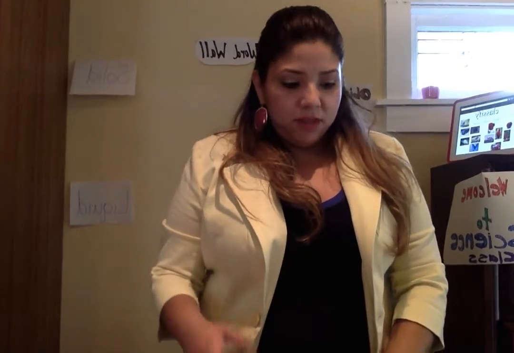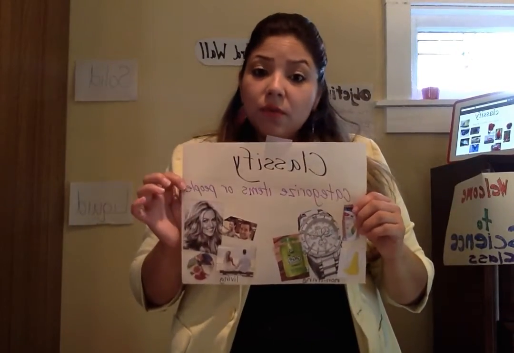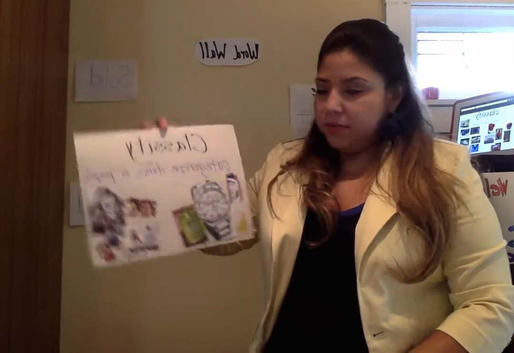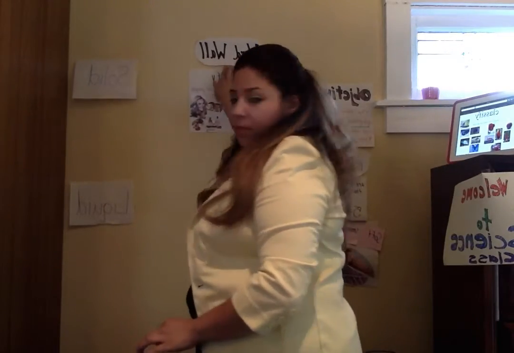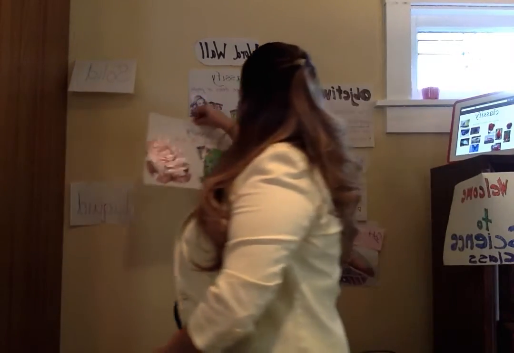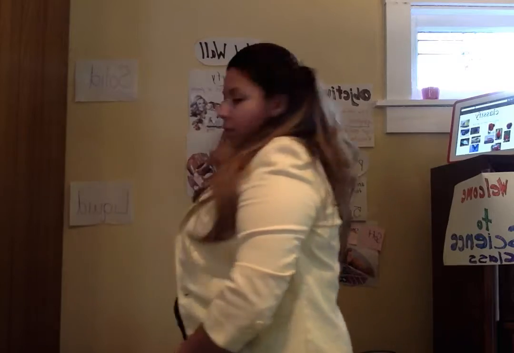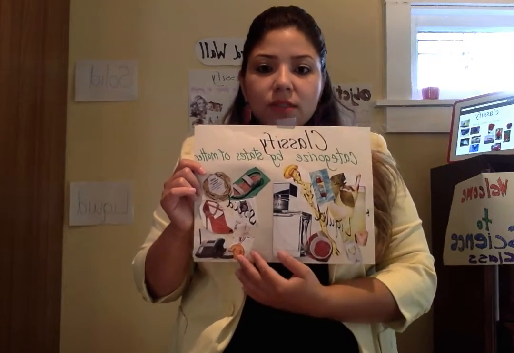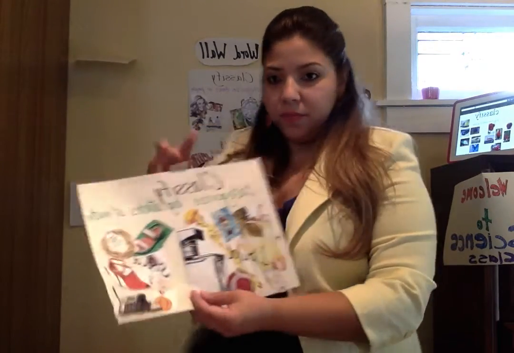What does classify mean? Classify means categorize items or people. For example, here we have non-living and living items. Another way to classify that is very common is by color. We have green on one side and bronze on the other. Then we have categorized by states of matter. We have solid on one side and liquid on the other.